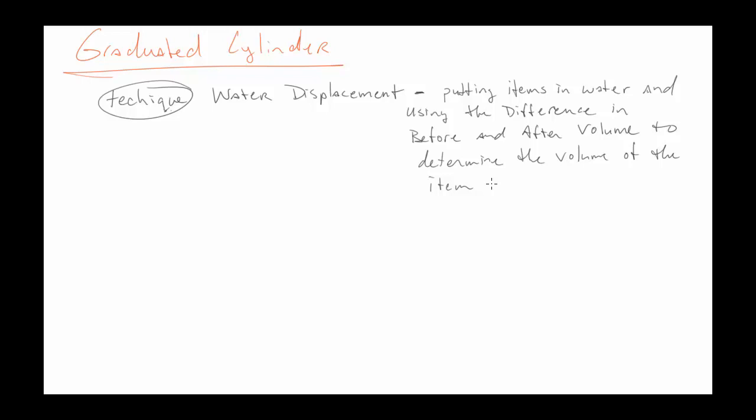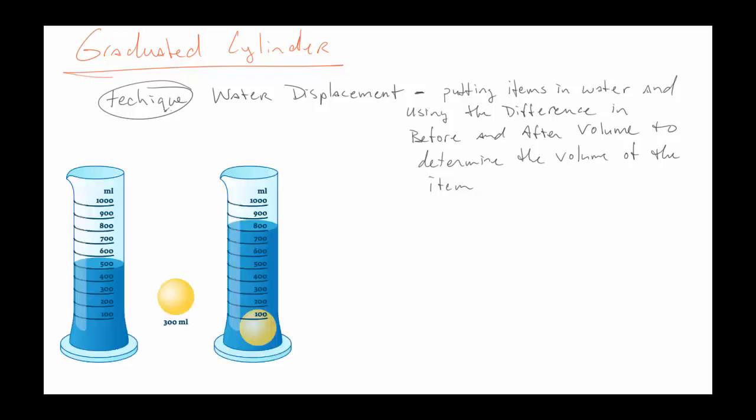But the technique that we're going to use the graduated cylinder for today is actually called water displacement. Water displacement is when we put items into water and use the difference in the before and after volume to determine the volume of the item itself. And what you'll see over here on the left-hand area is a depiction of this.